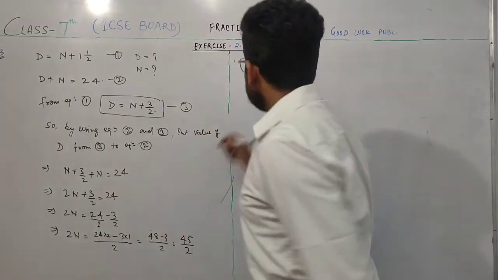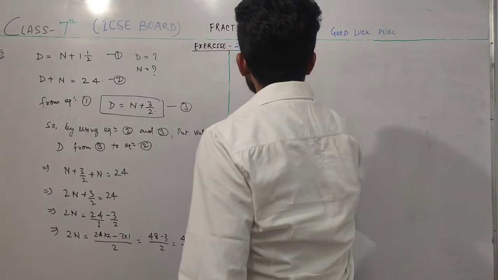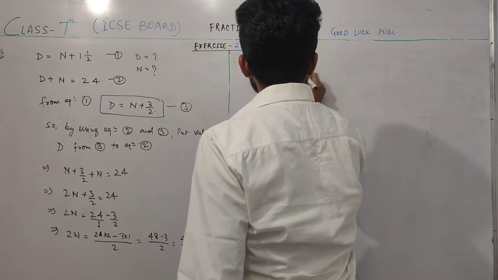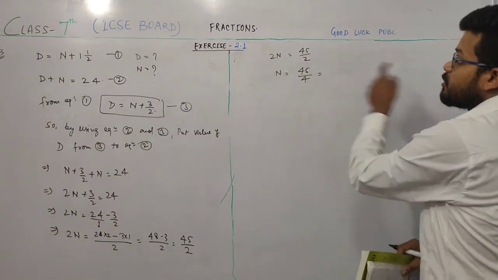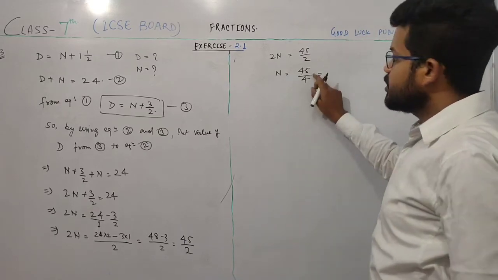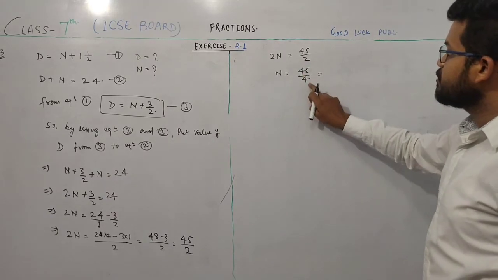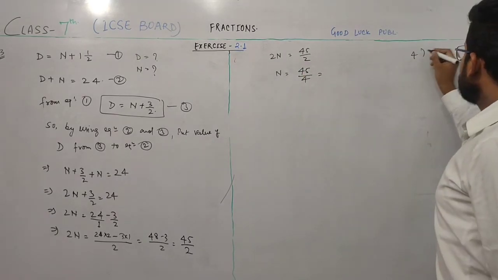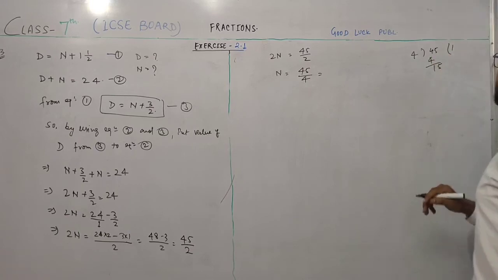This is the value of 2n. 2n is equal to 45 by 2, then n is equal to 45 by 4. Here, this is 45 by 4. This is again an improper fraction, so I convert this into a mixed fraction. So I divide 45 by 4. 4 ones are 4, remainder 1, 15.